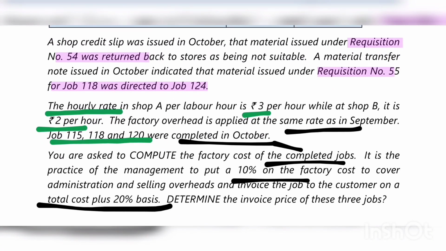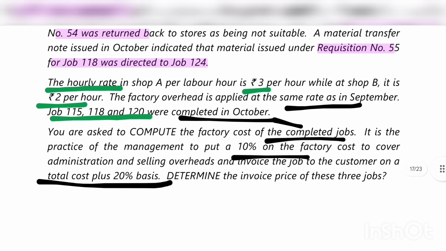A shop credit slip was issued in October. The material issued under requisition number 54 was written back as being not suitable. The material transfer note issued in October indicated that material issued under requisition number 55 for job 118 was directed to job 124, and the direct hourly rate in shop A per labor hour is 3 and shop B per labor hour is 2, and factory overheads applied at the same rate as in September.